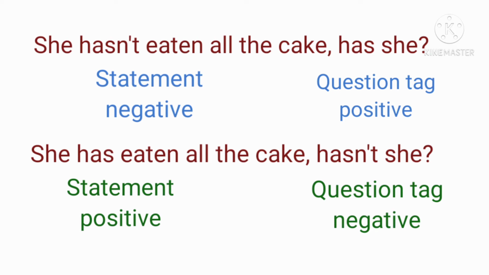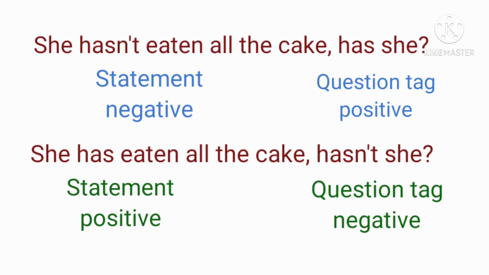So what conclusion do we come to? If you observe both the sentences, if the statement is negative, the tag is always positive. But if the statement is positive, then the tag is negative. Okay, always keep this in mind.